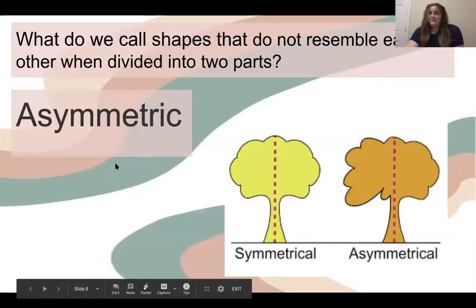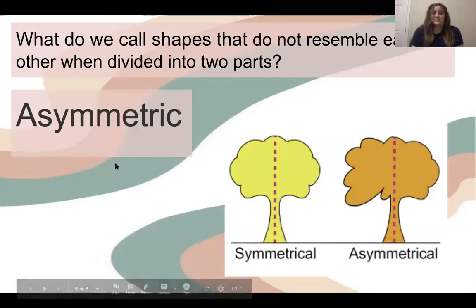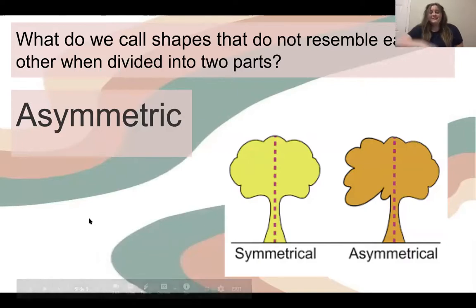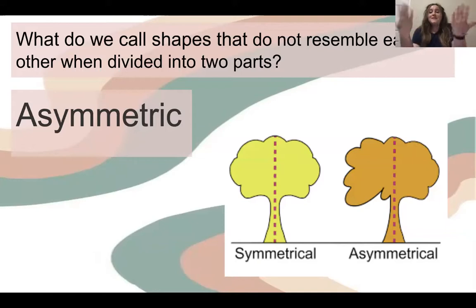Okay, so if something's symmetrical, everyone say it with me. If something is symmetrical, that means you can take your imaginary marker and it can go down and create a line of symmetry. But if we take our imaginary marker down a shape and both sides are not the same and they're not congruent, that means that shape is asymmetrical.